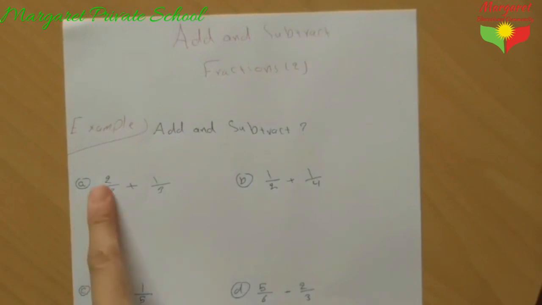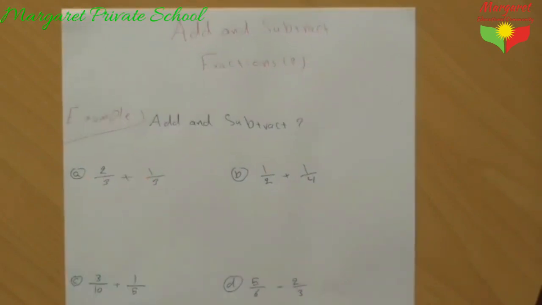From part A we have 2 out of 3 and 1 out of 3.